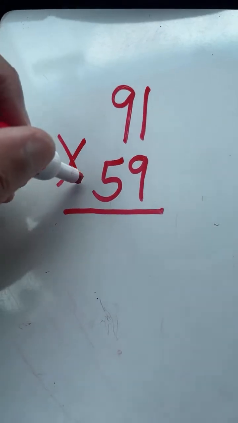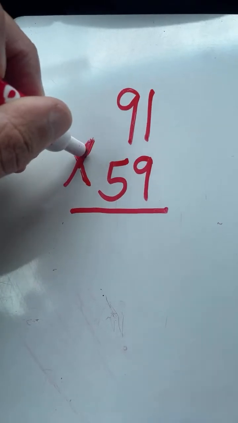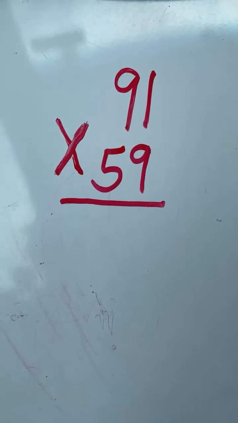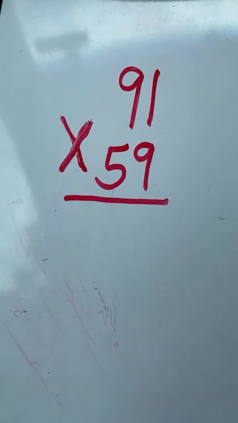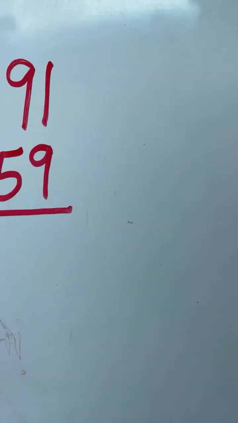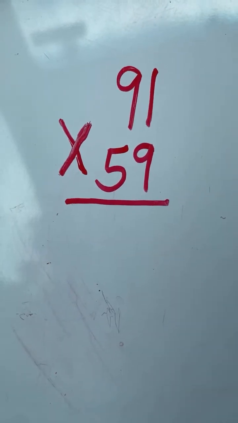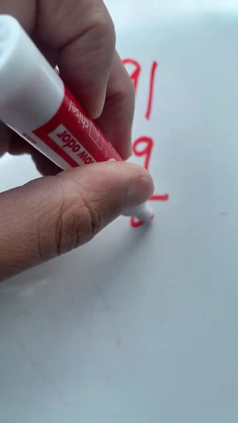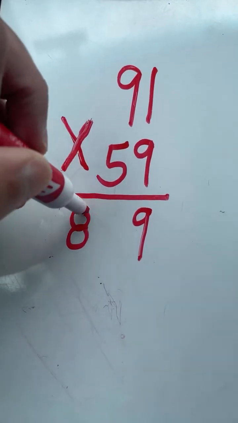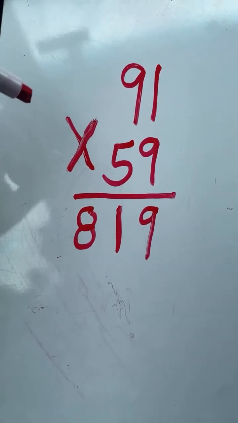All right, example problem number 3. Here we go. 91 times 59. So we start by multiplying the digits in the ones place. 1 times 9. Any number multiplied by 1 is going to stay the same. 1 times 9 equals 9. 9 times 9 equals 81. So far we've multiplied 91 times 9.